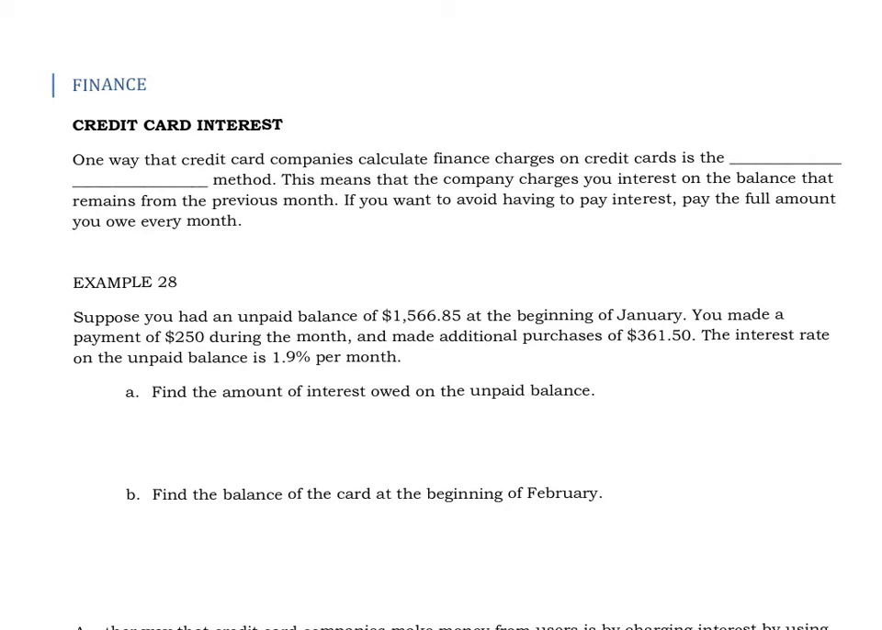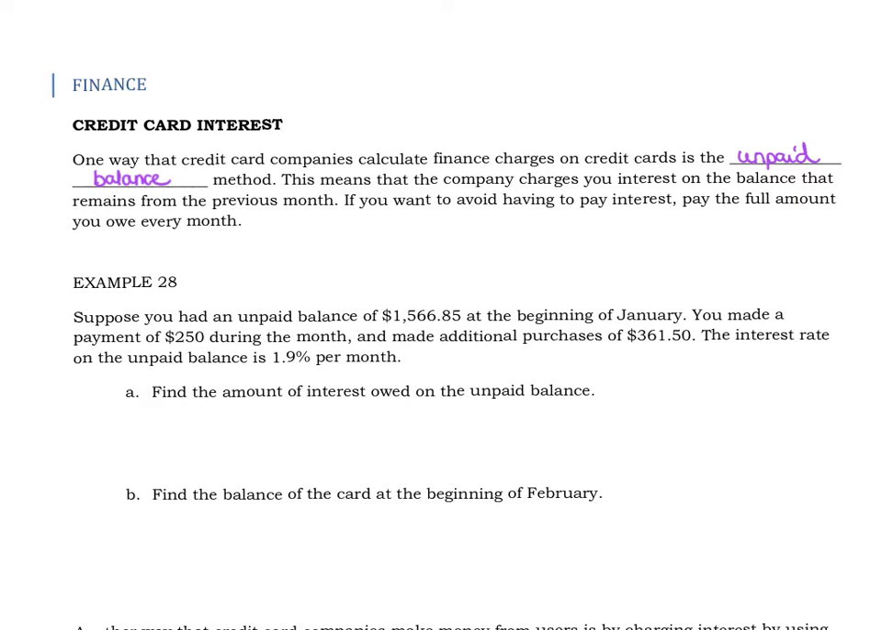The first method we're going to look at is the unpaid balance method. And this is the lesser of the two in terms of how often this method is used, but it does occur in different credit cards. It just depends. So what happens is the company charges you interest on the balance that remains from the previous month.